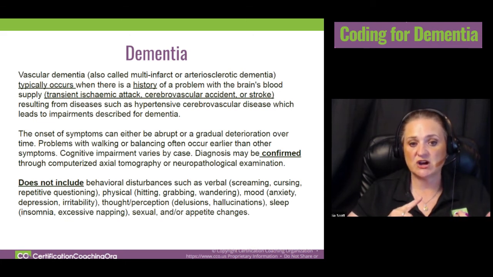So when they talk about verbal and physical, they can have mood, they can have thought and perception, so they don't have the reality, sleep, and they can also have sexual and/or appetite changes. So when you go into a facility and you hear somebody screaming repetitively, that isn't that they're being abused. They probably have some type of dementia, right?